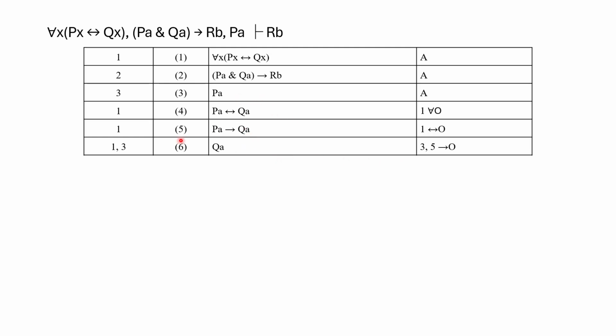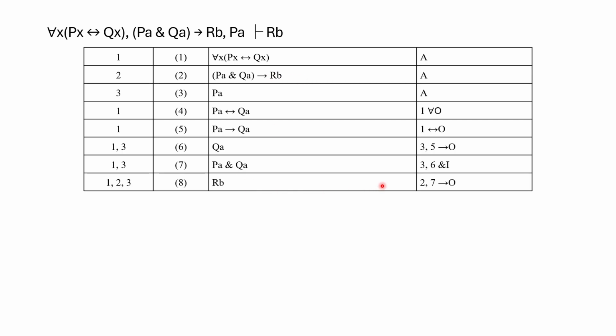What number's next to 3? 3. What number's next to 5? 1. So that's why we got 1 and 3 over here. Now I've got PA and QA. I can piece them together using my ampersand in rule from 3 and 6. And now I've got the antecedent to my conditional statement up here that's holding my RB hostage. So I can get RB by doing 2 and 7 arrow out. That brings in 2, and then 1 and 3 as well. So that's why we get 1, 2, and 3.